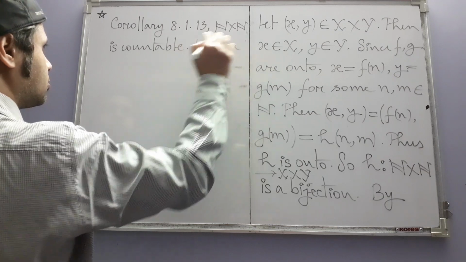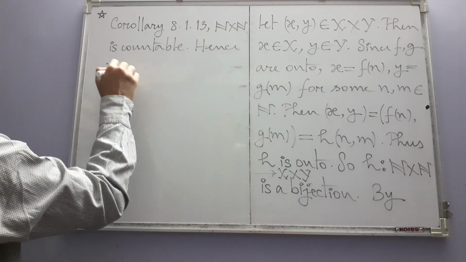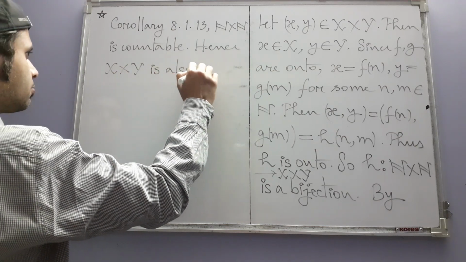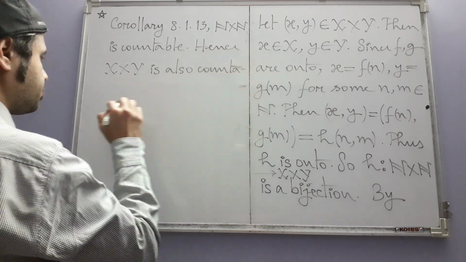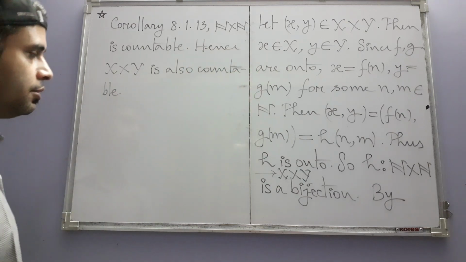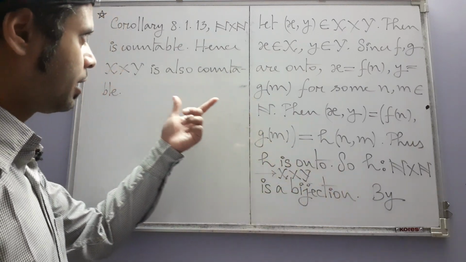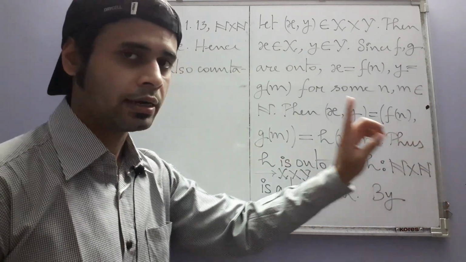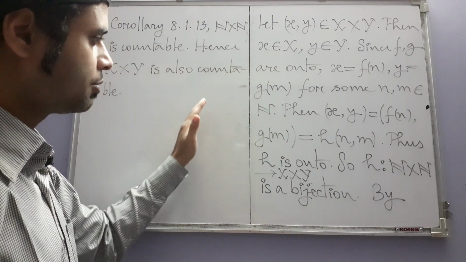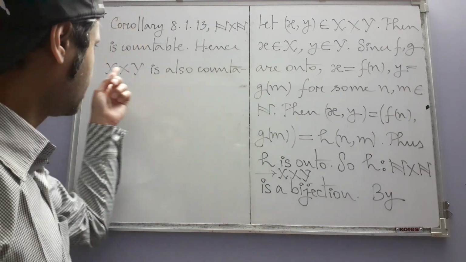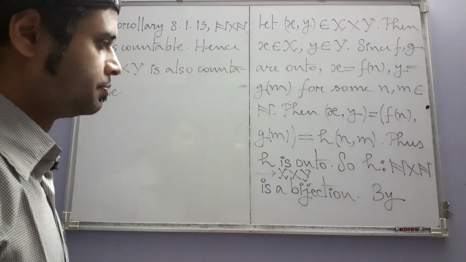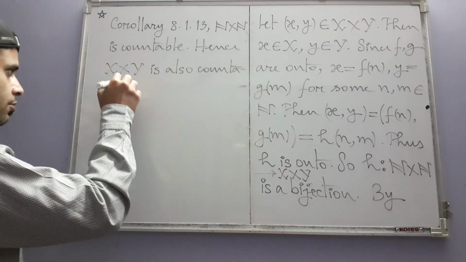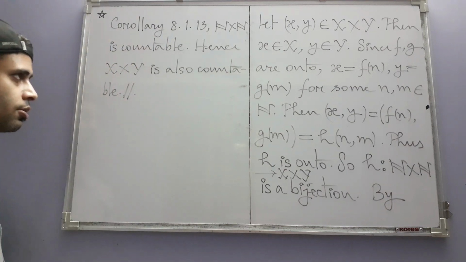Hence, this Cartesian product is also countable, because using this bijection H and a bijection that will exist between this set and the set of natural numbers, you can set up a bijection between the set of natural numbers and this Cartesian product, proving that it's countable. Using these two functions means you have to take their composition. So this completes the solution and also it proves this corollary.